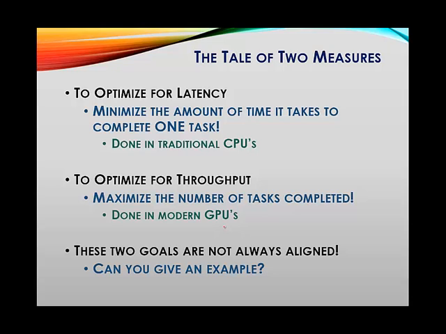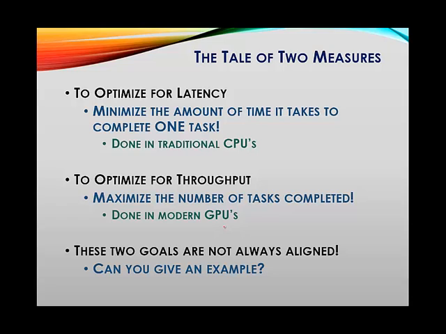A task comes in, and its completed task comes out in a certain period of time. If you increase your CPU clock cycle or the complexity of your CPU, a task comes in and is going to get completed faster, in a shorter period of time, and that optimizes for latency. How about throughput? To optimize for throughput, you would like to maximize the number of tasks that are completed in the same amount of time, and this is what is done in graphics processing units, or GPUs.